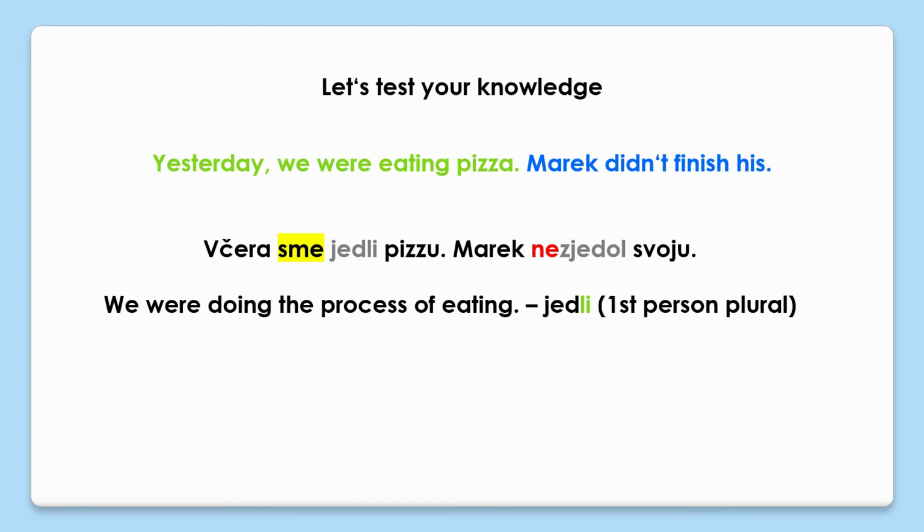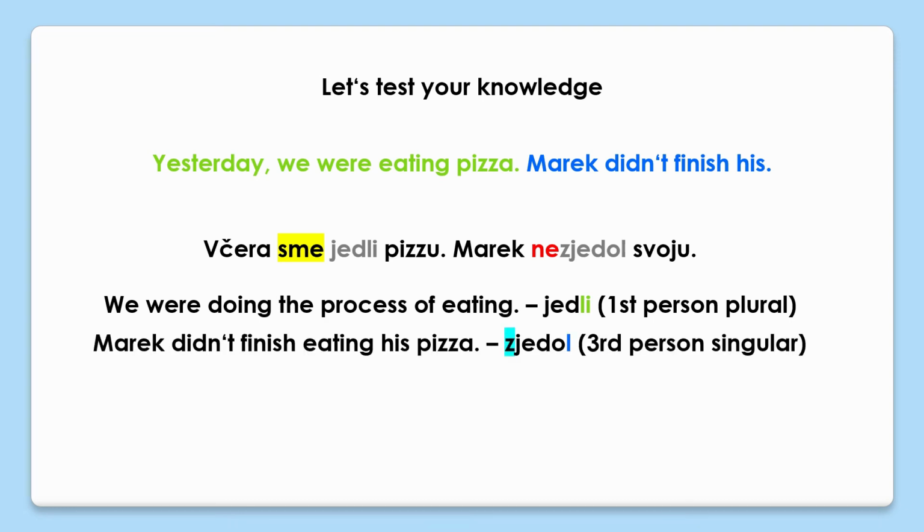We were doing the process of eating, therefore jedli in first person plural and with the auxiliary verb sme, but Marek didn't finish eating his pizza, therefore instead of jedol, we say zjedol. No need for auxiliary verb because this is the third person, and we use the prefix ne with zjedol to make it negative, therefore nezjedol.